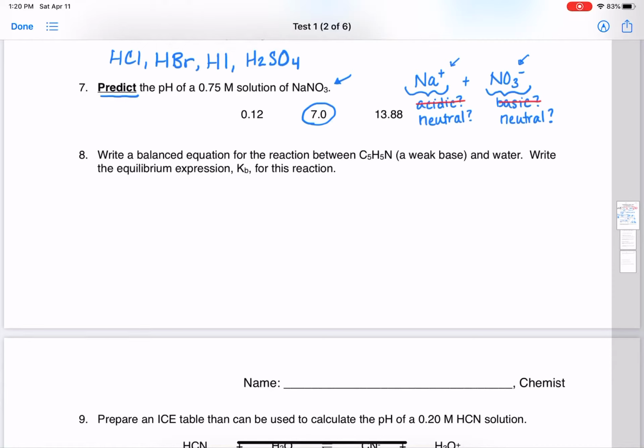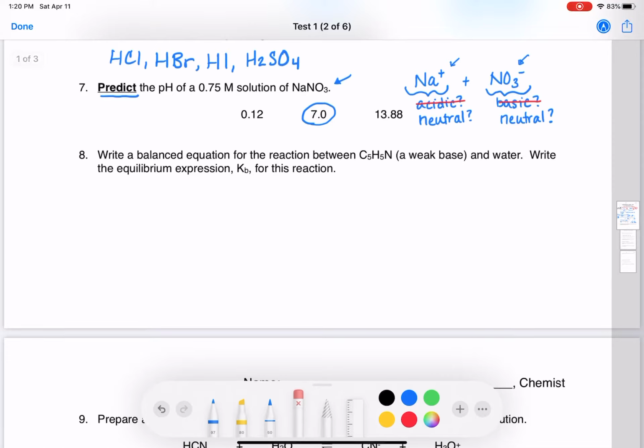Write a balanced equation for the reaction between this weak base and water and write its equilibrium expression. All right, so here's our base, C5H5N, and we're trying to write an equation for the reaction between it and water. I'm leaving some space in case I need to balance it. It is a weak base, so that means I know that I need equilibrium arrows.